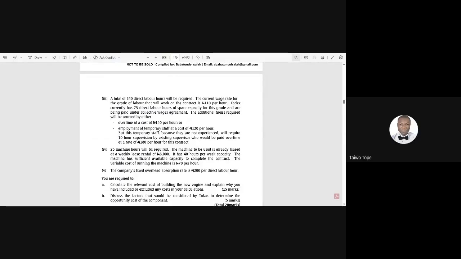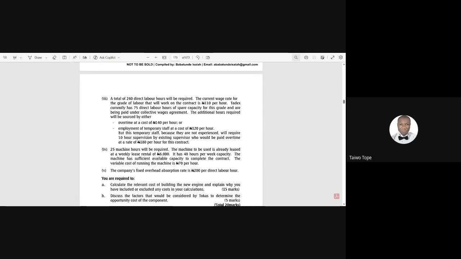Yes. You are paying your workers 180 naira per hour because they will spend 10 hours in supervising those people you will employ, those temporary staff. They are not skilled. So you need somebody to supervise them. So the supervisors will work 10 hours and you pay them 180 naira per hour. Do you understand? Yes, sir. You've tried. Thank you, sir.